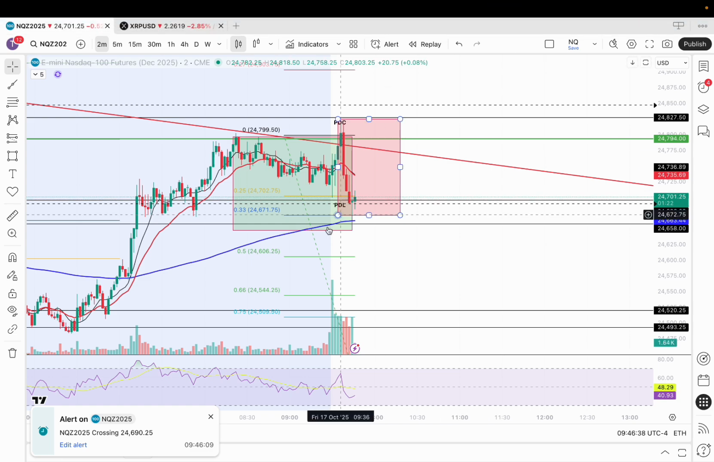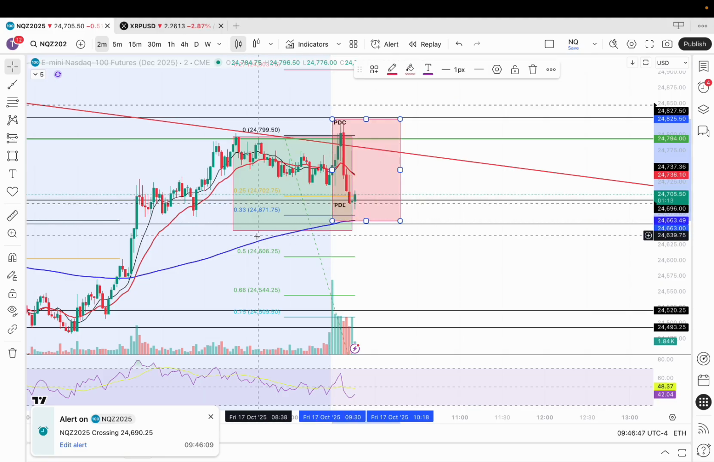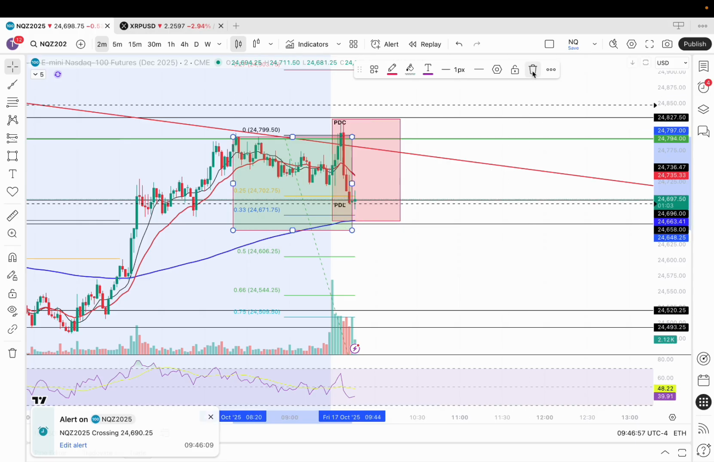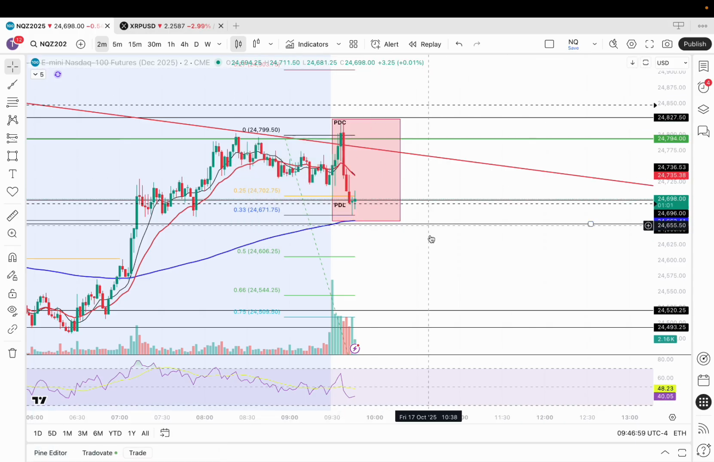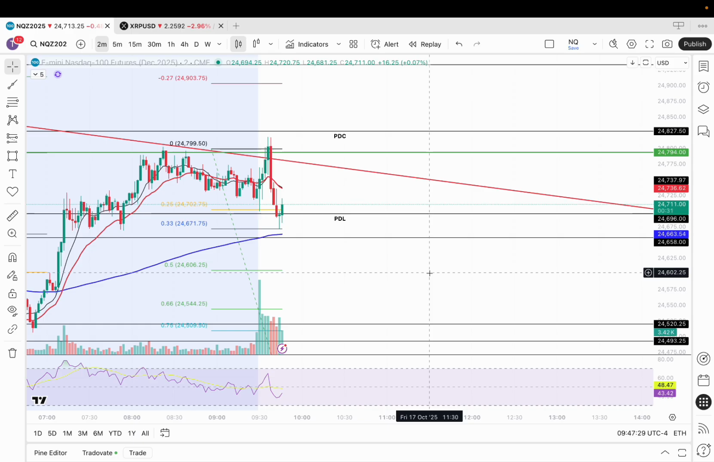Alright, so this is our ORB. I'm going to extend it to the 200 because I'm not getting in until it clears that 200. That's all there is to it. I can get rid of this Fab 4 box now because I'm going to be going off the ORB. So that's why you don't get in a short until it clears the 200.